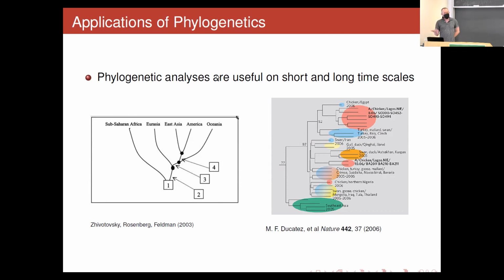And you can go on even shorter time scales. The human phylogeny is on the order of tens of thousands of years. But on the right, we have a phylogeny of avian flu viruses. This phylogeny is on the order of a year. What the researchers were interested in when they constructed this phylogeny of different bird flu strains was whether the different outbreaks of bird flu that happened in Nigeria were all caused by a single introduction or if there were multiple introductions.